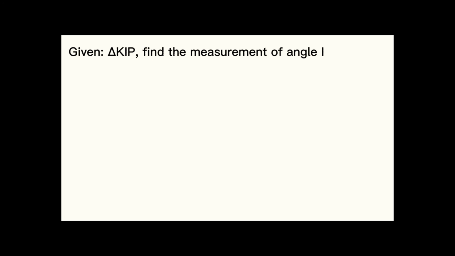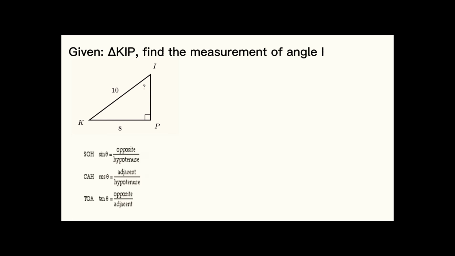And here's the example problem. Given triangle KIP, find the measurement of angle I. Before we can answer the problem, we need to define SOHCAHTOA. It is important in solving trig functions. SO stands for sine equals opposite over hypotenuse. CA stands for cosine equals adjacent over hypotenuse, and TOA stands for tangent equals opposite over adjacent.